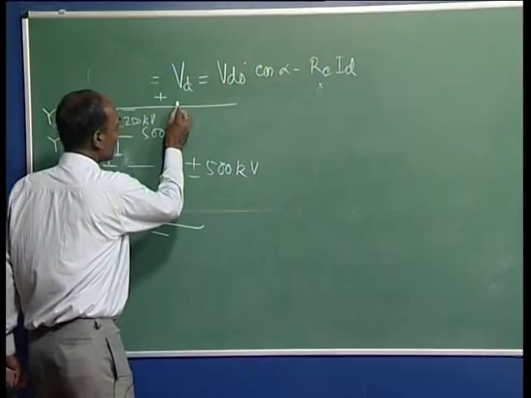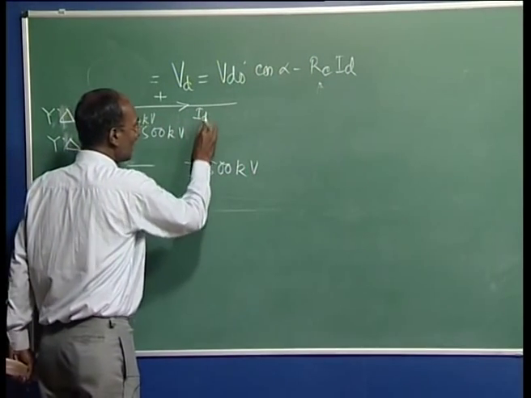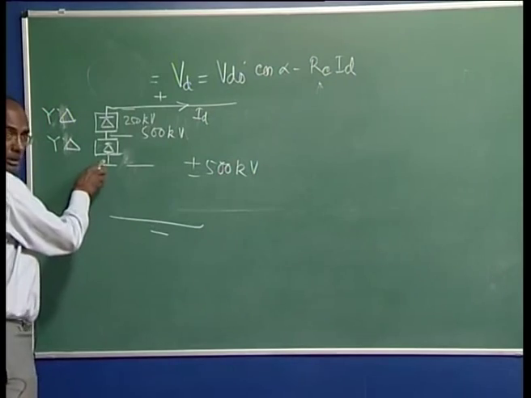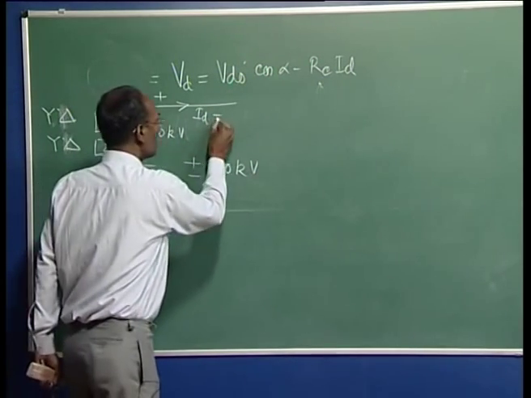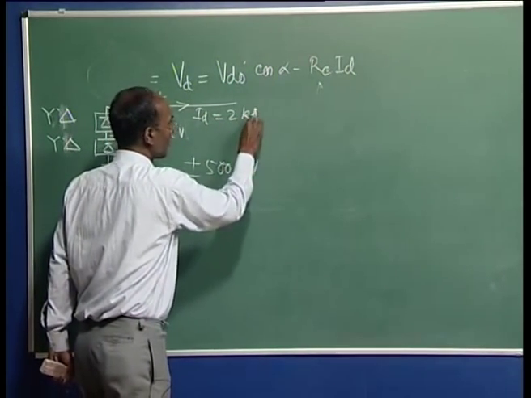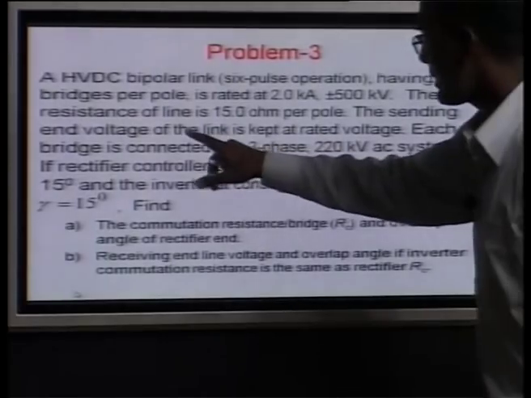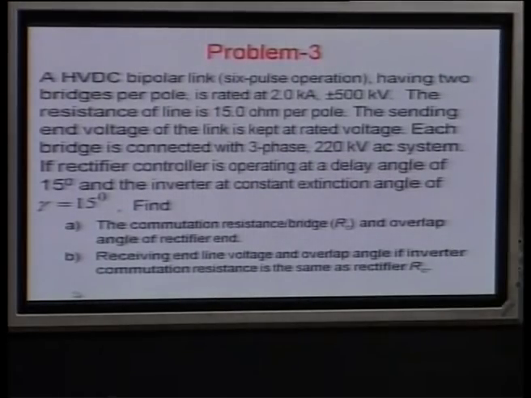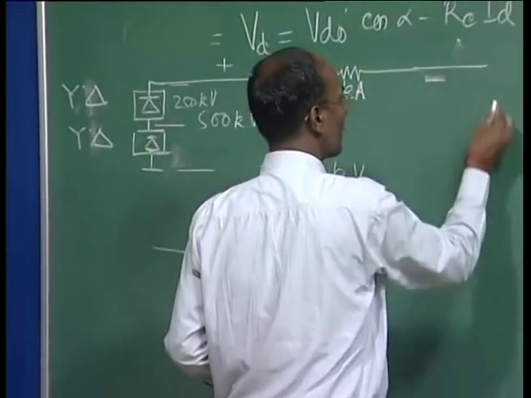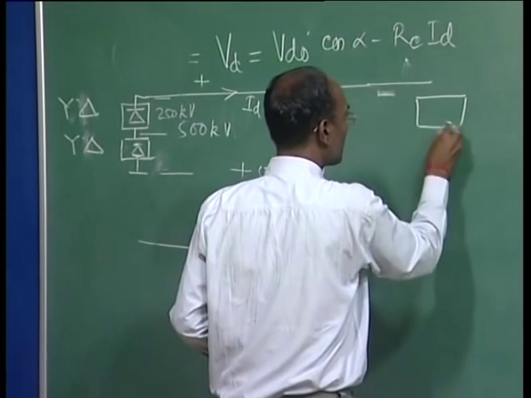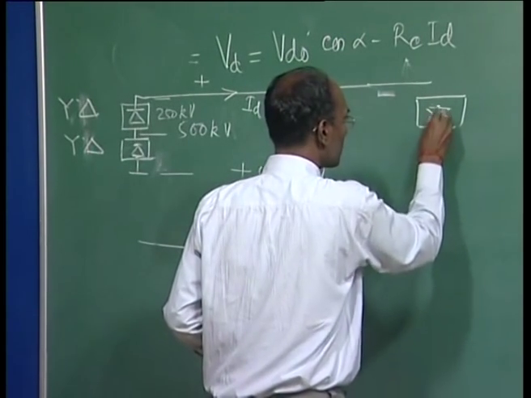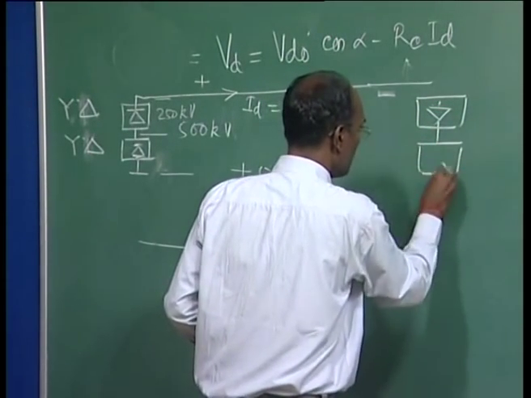But the current which is flowing, ID, will be the same throughout the bridge. So it is 2 kiloampere which is flowing in the DC link, and there is the resistance of the line. It is saying this has some DC resistance, and now we have the inverter on this side, again an inverter in a similar fashion.